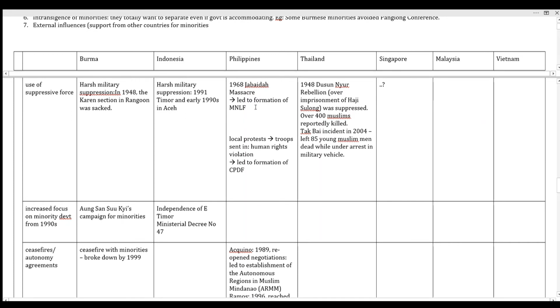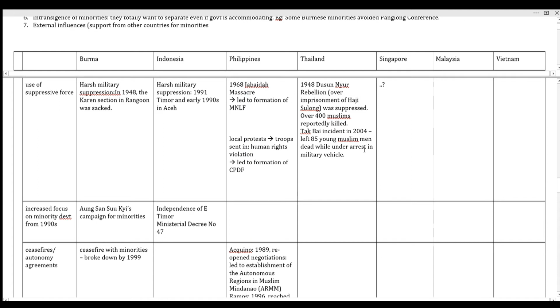Okay, so in the Philippines, we have the Jabidah massacre, which led to the formation of the MNLF in Mindanao. And this is leading to a lot of protests and even greater tensions. So when there's protests, they send in troops, and this is a human rights violation, and then they have the CPDF. You have to find out what they mean yourself because I don't remember.